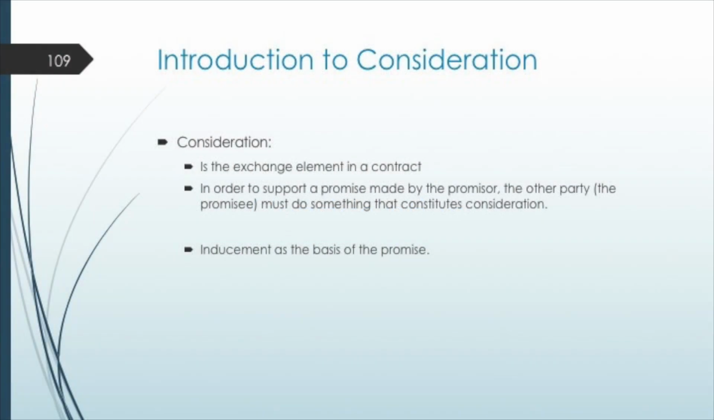In this presentation, we are going to focus our attention on one of the most important elements in forming a valid contract in the United States, and that is the element of consideration. Consideration has been defined as the exchange element in a contract. Now, what that means, practically speaking, is that both parties must be benefiting in some way from the exchange. If they're not, and only one party is benefiting, we might say that's a gift or a donation. Gifts and donations are not part of contract law, and they do not benefit from the rules of contracts.